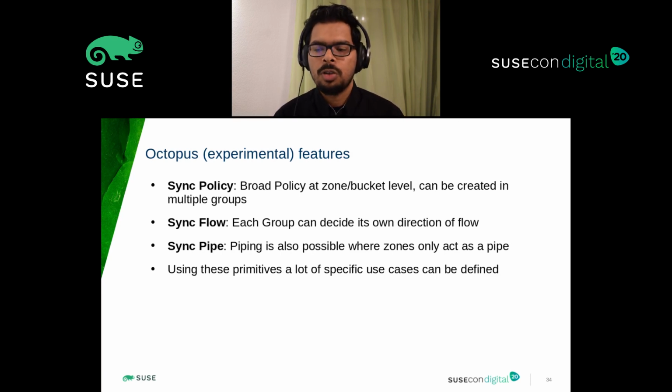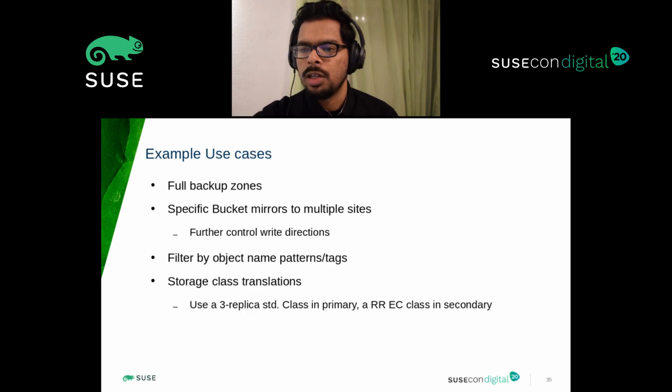For a backup scenario, you would want a unidirectional sync. And what is also supported is a sync pipe scenario, where you would have a zone that's only a piping layer, which would just hold the data temporarily and then upload it to another zone. Using these primitives alone in Octopus, you have a lot of use cases that can be done. So let's look at some common use cases that we can do with the current experimental features.